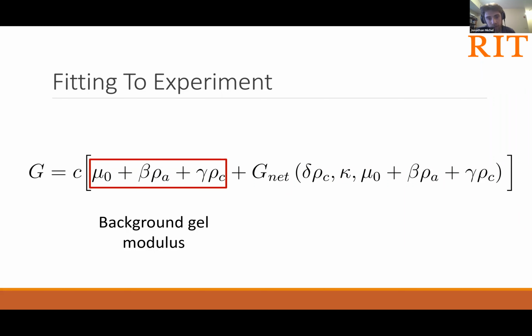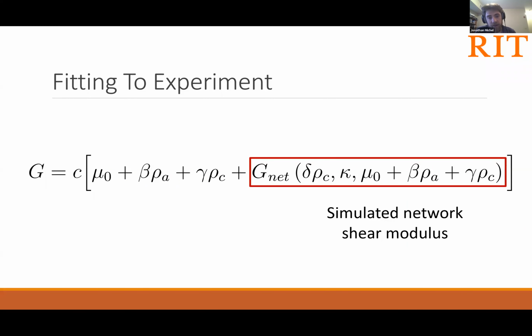obtained from the literature. And then finally, we have a G network obtained from our network simulations, where delta times the collagen concentration, delta is a fitting parameter, is a mapping from collagen concentration to a bond proportion, which is our simulation parameter. Kappa is that simulated bending rigidity of an individual fiber. And then the final term is just that background shear modulus that I discussed a moment ago.